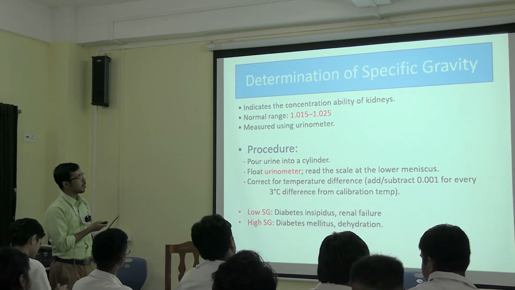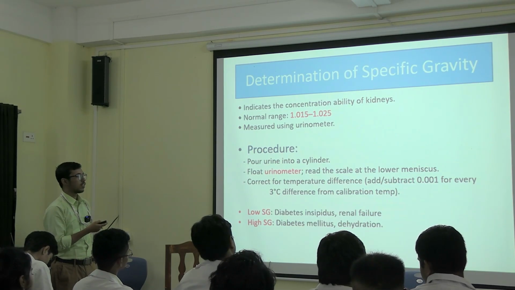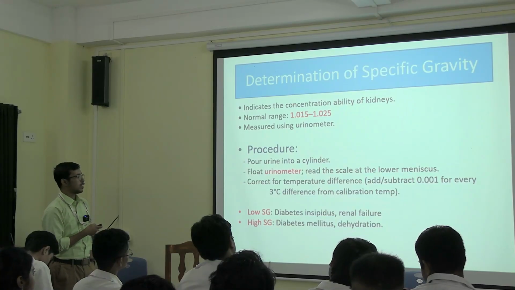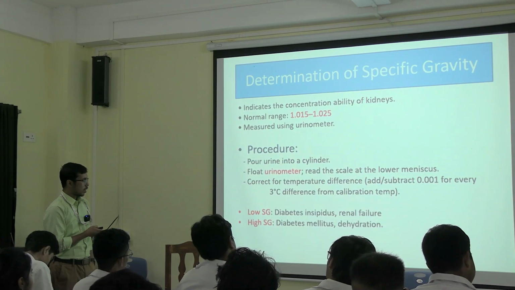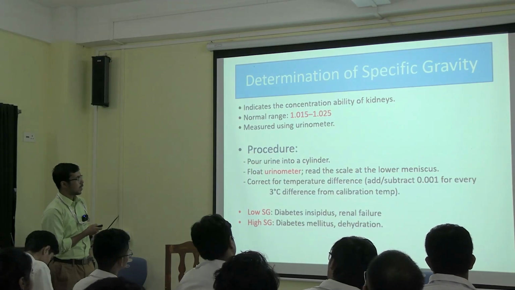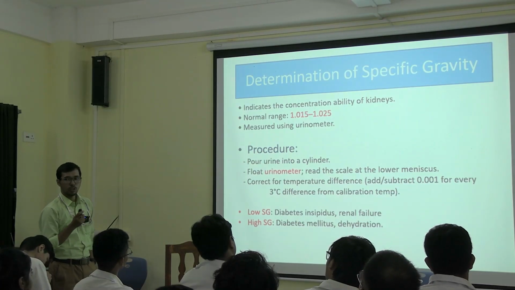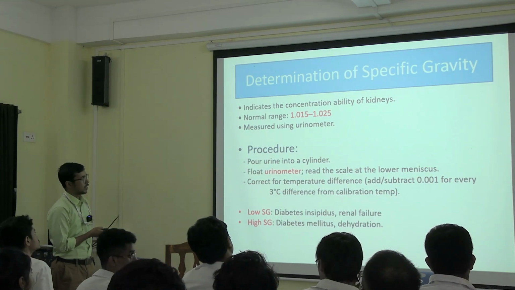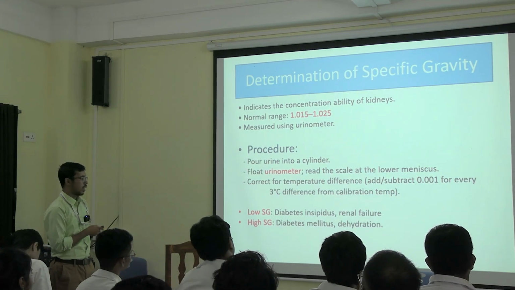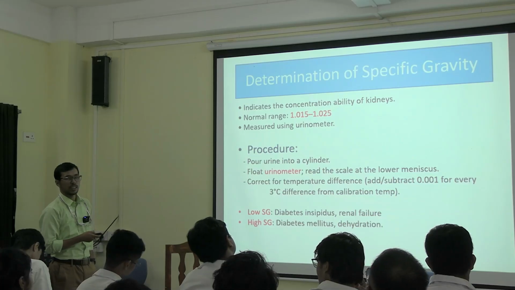And then for correct temperature difference, add or subtract 0.01 for every 3 degree difference from the calibrated temperature. Now, diseases in which urine will have low specific gravity are diabetes insipidus and renal failure, and high specific gravity will be found in diabetes mellitus and dehydration.